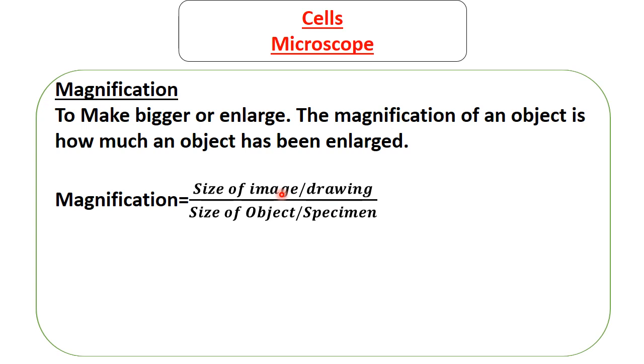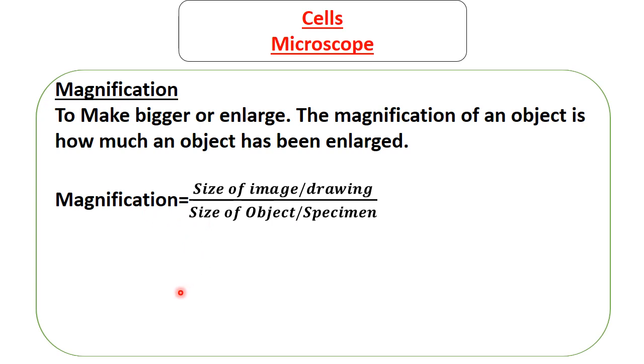So when you are looking through the eyepiece, it can happen that you want to draw what you are seeing. So what you see through the ocular lens has to be drawn on a piece of paper, so that you've got a record of the details that you are seeing. So for you to get magnification of what you have just drawn, what you have drawn is the image or drawing. It's not the actual size of the thing. So you divide this by the actual size of the object or specimen. That's how you get magnification.